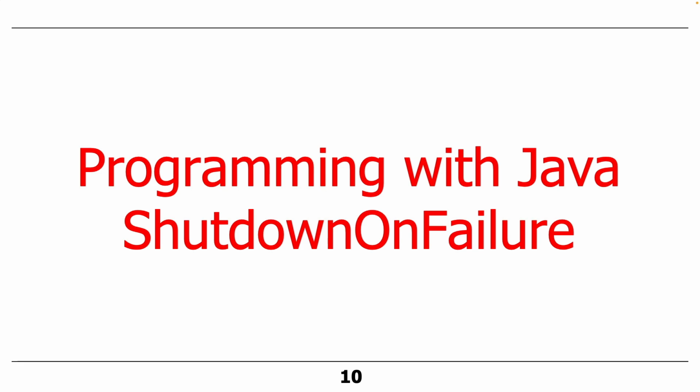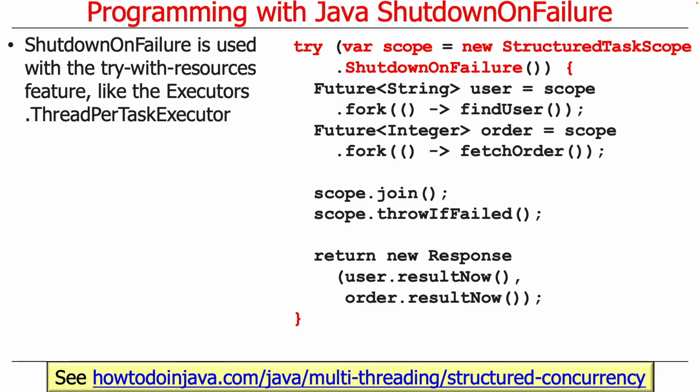So how do you program with shutdown on failure? I'm going to give you a high-level view, and then we're going to dig down and walk through some examples in more detail. Shutdown on failure is used with the try-with-resources feature, just like the executor's thread-per-task executor that we looked at earlier. So you can see we use the scope. We say try var scope = new StructuredTaskScope.ShutdownOnFailure. It's a little verbose. We could actually import this outer class and just say new ShutdownOnFailure, but I'm trying to be more comprehensive.